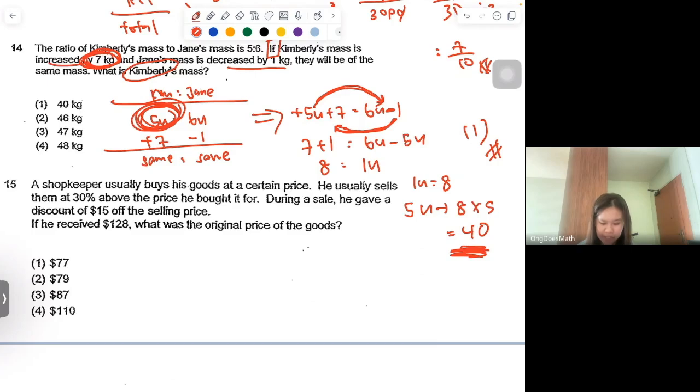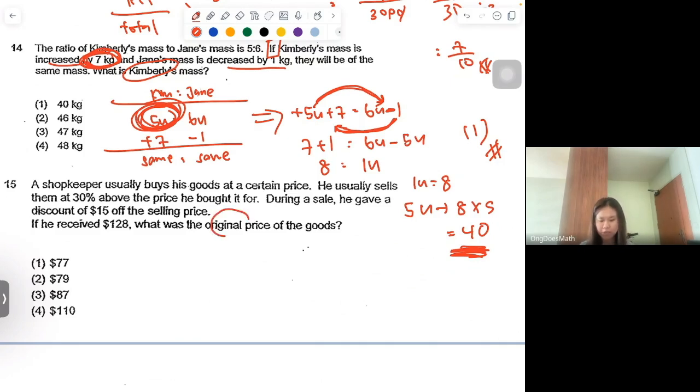A shopkeeper buys his goods at a certain price. He usually sells them at 30% above the price he bought it for. During a sale, he gave a $15 discount off the selling price. If he received $128, what was the original price of the goods? So this one we have to reverse everything that he did to find out what was the original price.